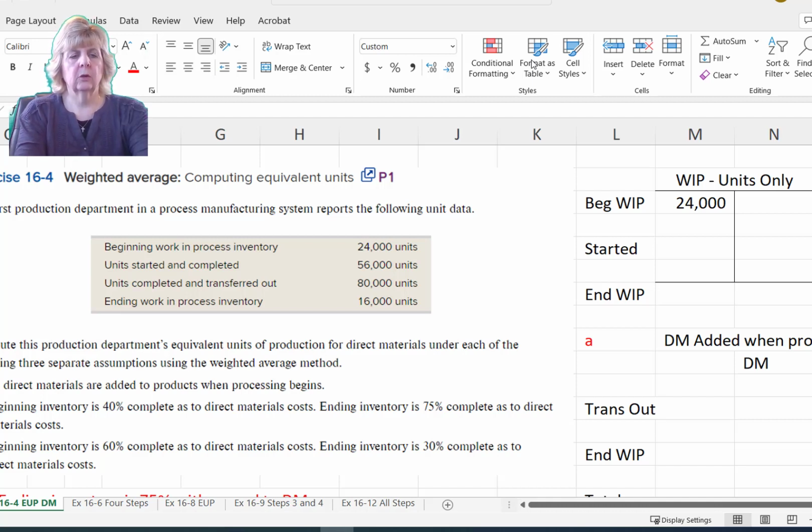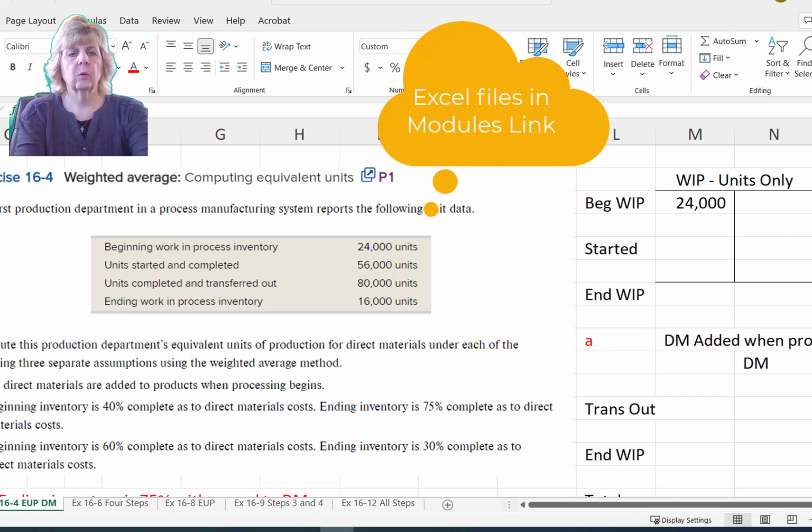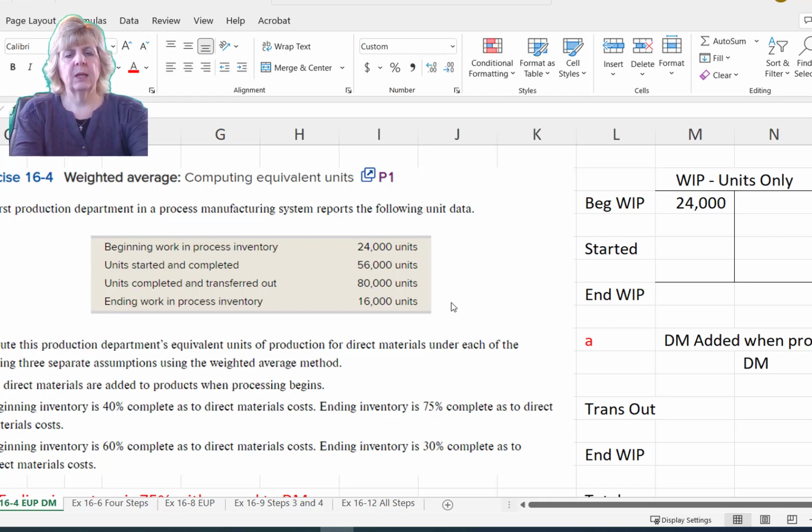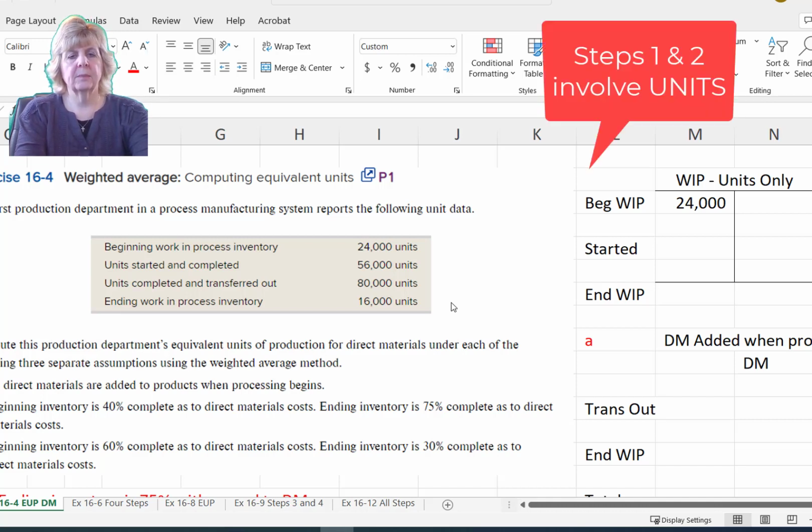On the screen, you'll read that the first production department in a process manufacturing system reports the following unit data. We need to read carefully when we take a look at these problems, because many times there will be irrelevant data or things that we don't need based on the calculations that we're asked to perform. Again, I want to focus on the fact that there are 4 steps to process costing. The first 2 steps only involve units. The last 2 steps involve converting units to dollars.